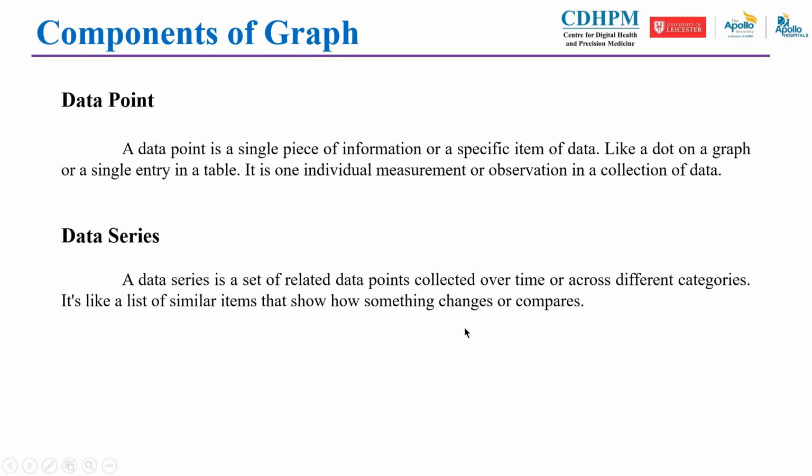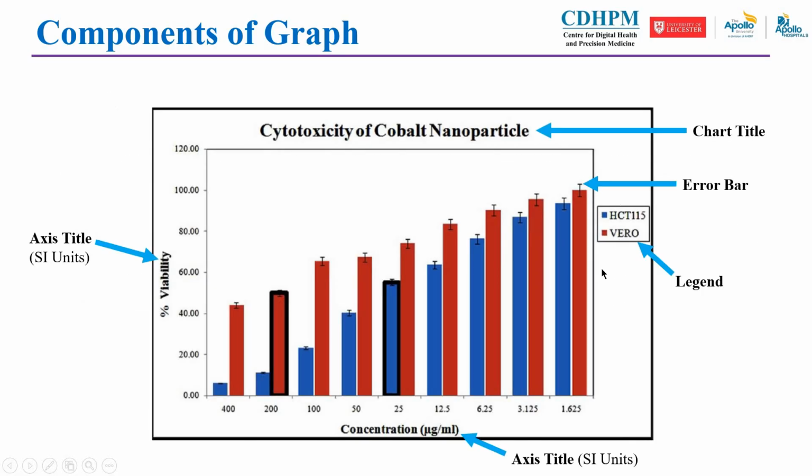Next comes the data series. What is the data series? In this, you have 2 different cell lines. The effect of the nanoparticles on cell viability of 2 different cell lines, HCT 115 cell line, which is a colon cancer cell line, and Vero cell line, which is a non-cancerous cell line. So you are trying to assess or compare the impact of the gold nanoparticles on two different cell lines at the same concentration. As you can see here, the blue cell lines are having much less viability compared to the red ones, which is the Vero cell lines.